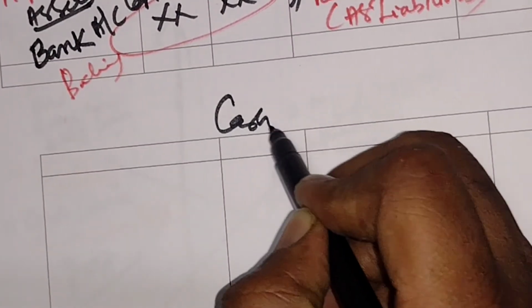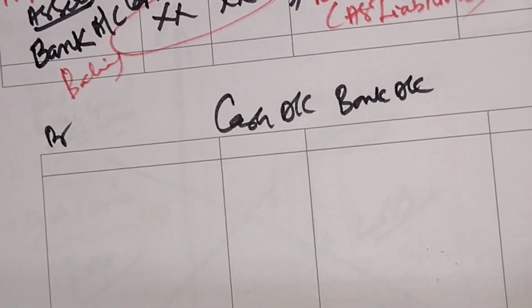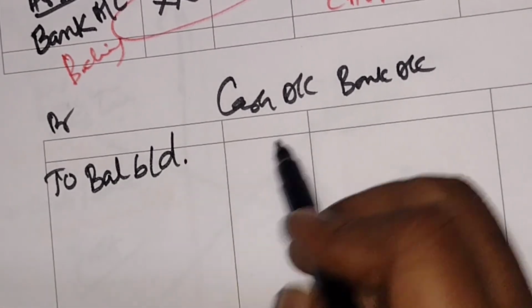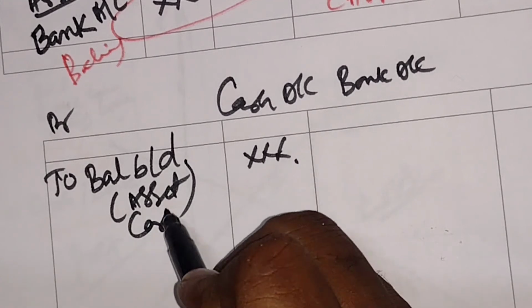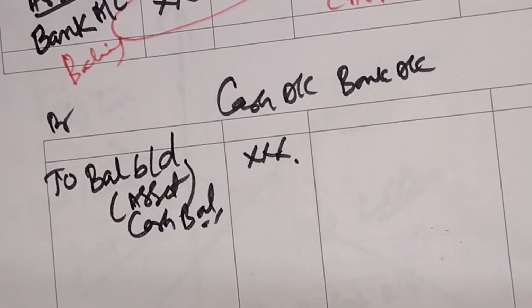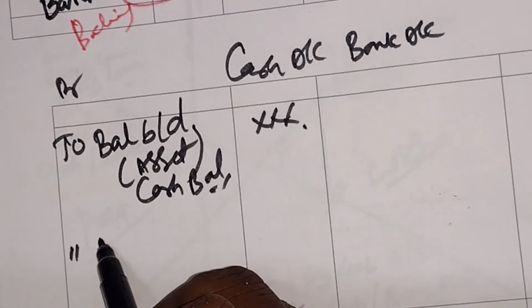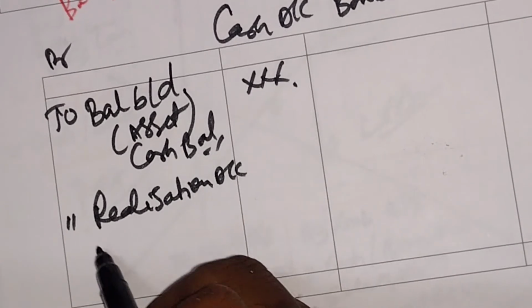Last, coming to cash or bank account. Debit side, credit side. In the debit side we should write to balance brought down, that is from the asset side. What balance is it? Cash balance or the bank balance should appear. And the next one is to realization account. What is this realization account?